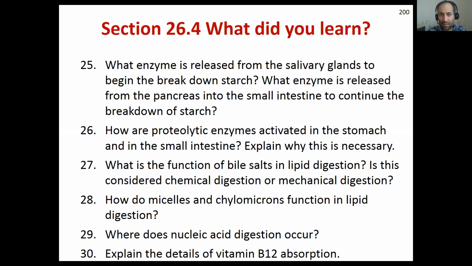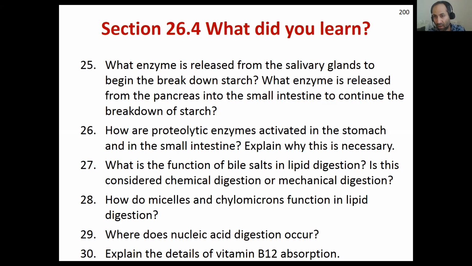What enzyme is released from the salivary glands to begin the breakdown of starch? Salivary amylase. What enzyme is released from the pancreas into the small intestine to continue the breakdown of starch? Pancreatic amylase. How are proteolytic enzymes activated in the stomach and in the small intestine?